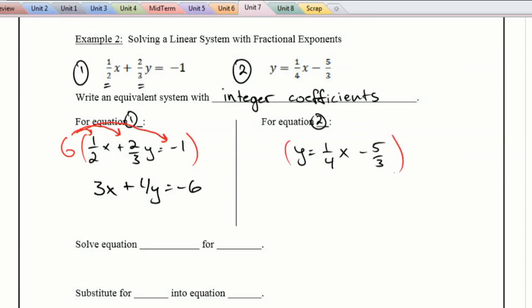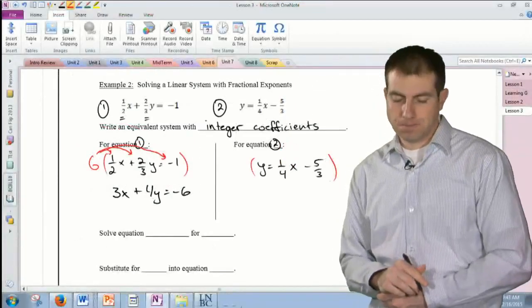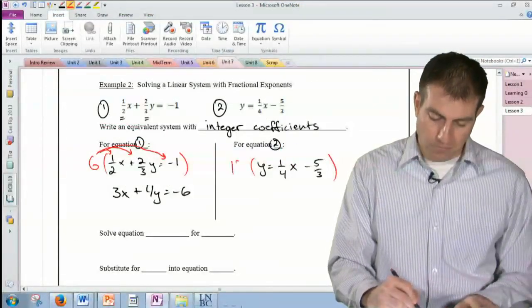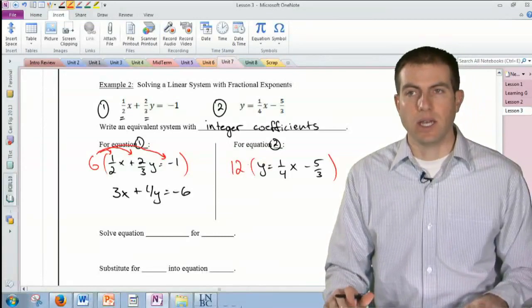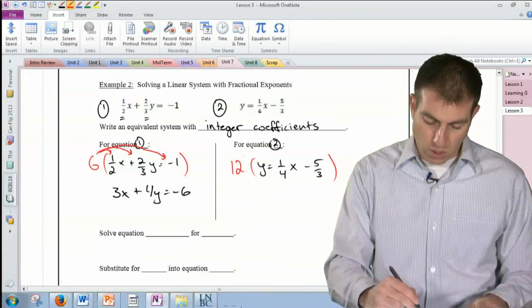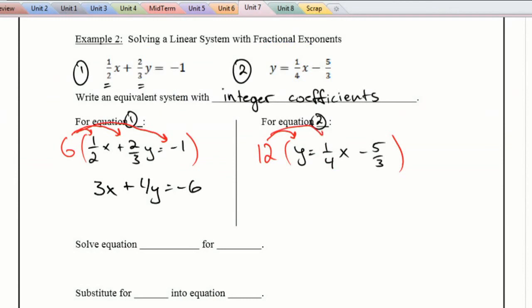The second one, least common multiple of 4 and 3. What can I multiply 4 and 3 by to get rid of my fraction? In this case, it's going to be 12. I need to feed my chickens. Everything inside the brackets gets that 12. So I have 12y. 12 divided by 4 is 3. And 12 times 5 is 60. Divided by 3 is 20. There we go.